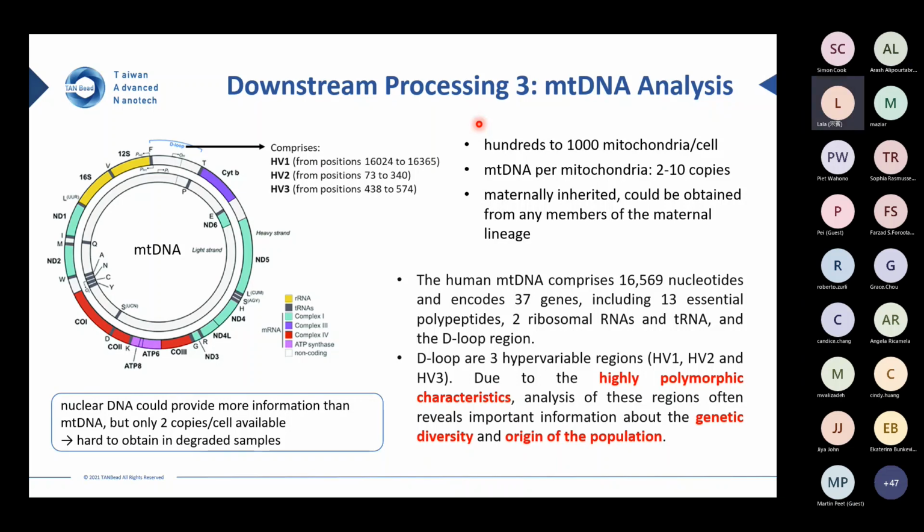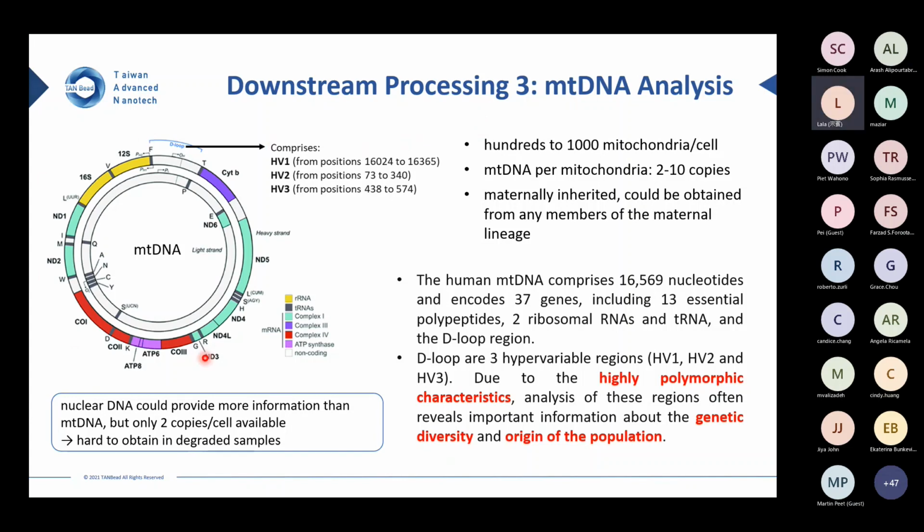And also because mitochondrial DNA is maternally inherited, in the cases where the witnesses or the suspects are not available, let's say they went missing or had passed away, we would still be able to obtain their mitochondrial DNA from any members of their maternal lineage.